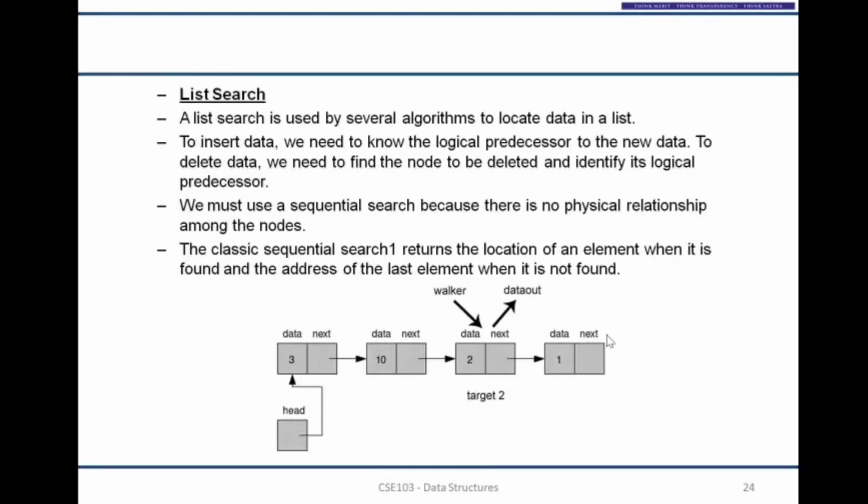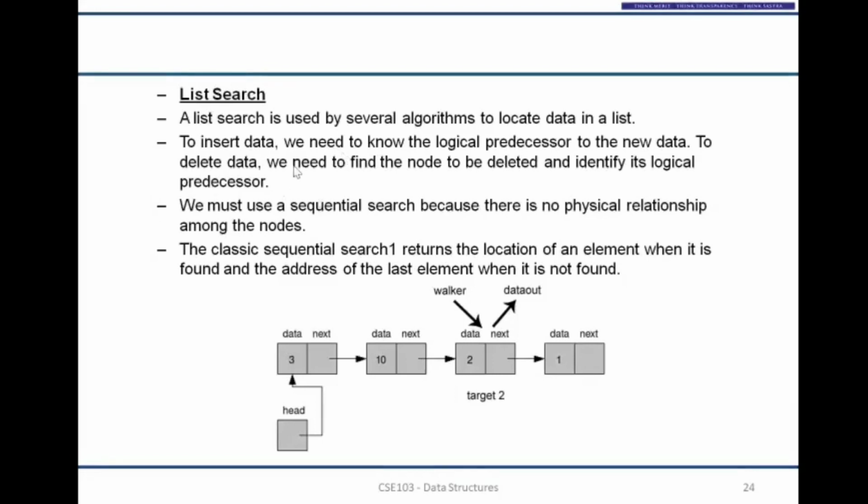A list search is used by several algorithms to locate data in a list, to insert data after a specific location. Suppose it is an ordered list and we need to insert a value, then after which node we need to insert, for that also we need to perform searching. Deleting also needs searching, and update also needs searching, and its predecessor node we need. So all these operations need search. That's why next we are going to discuss search.